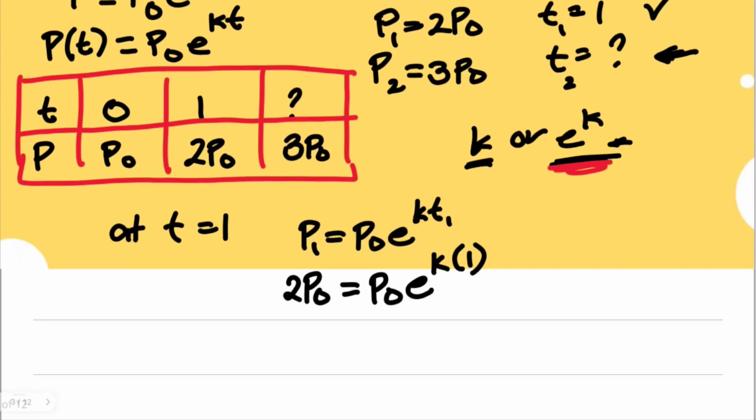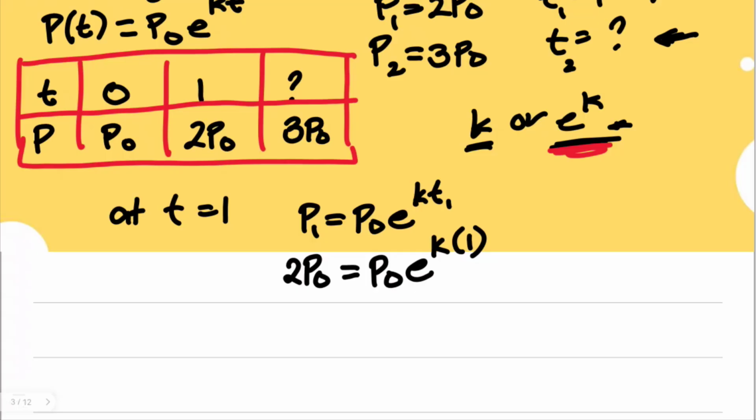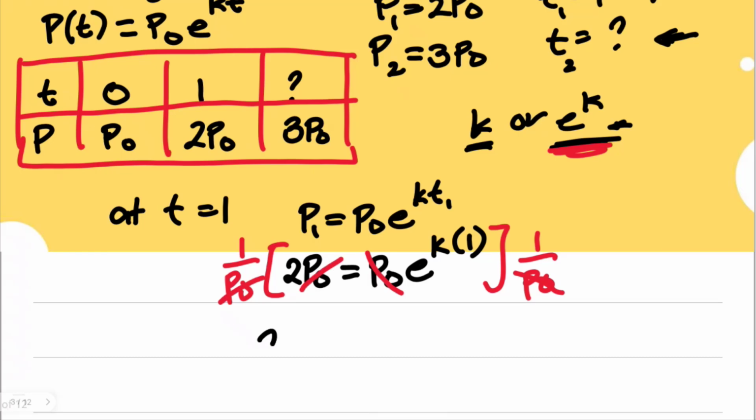So basically, if you multiply both sides by 1 over P sub 0, this would be cancelled here. The other side will also be equivalent to just 2. So you have here 2 is equal to e to the power of k. That means I already have my e to the power of k.